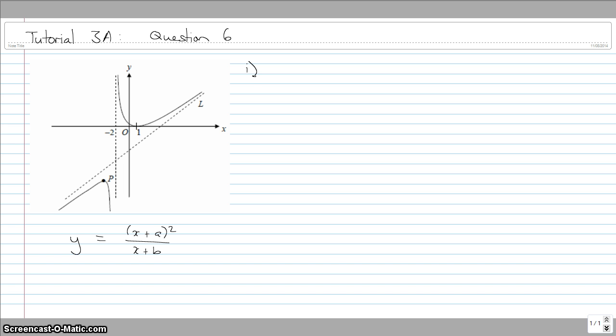The first thing that you notice is that there is an asymptote at x equals minus 2. So when x equals minus 2, we know that the bottom line has to be 0 because that's what gives us an asymptote. And so therefore we can say that b has to be 2.